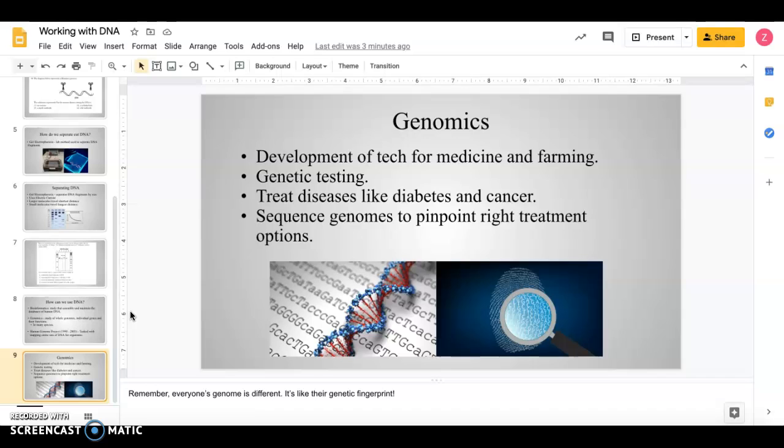So in ending, just remember, everyone's genome is different. Our genome is like our fingerprints.